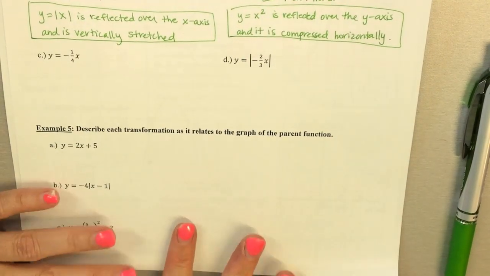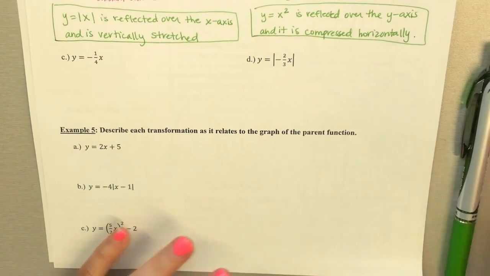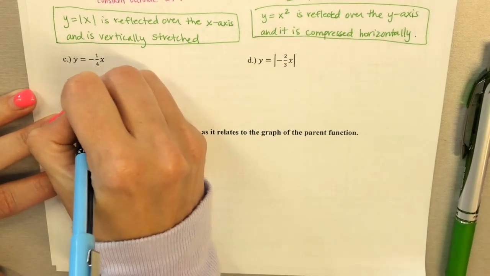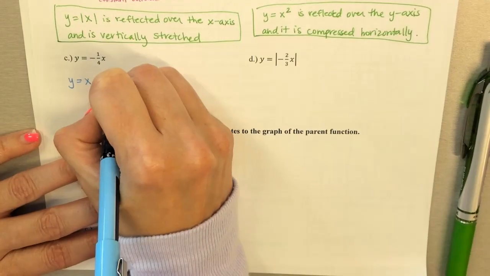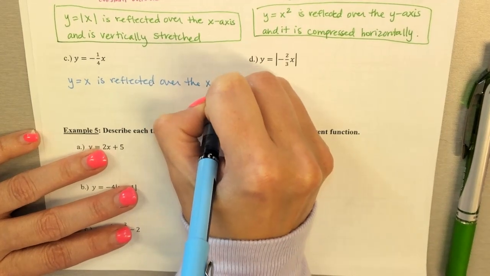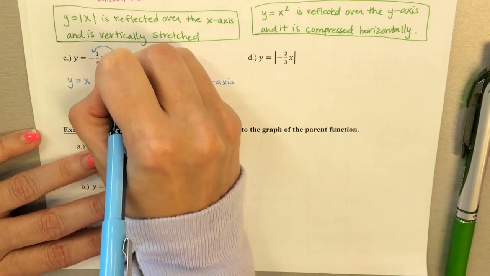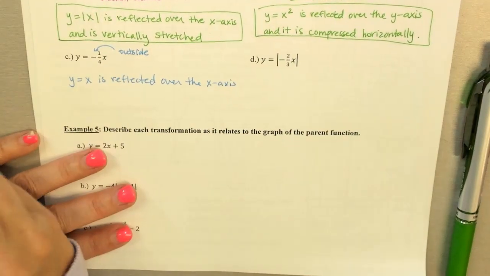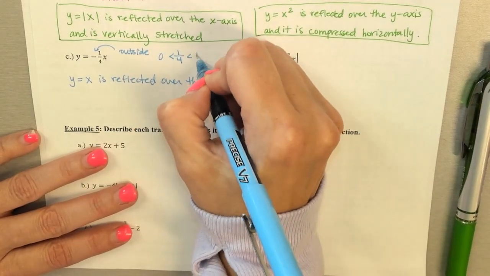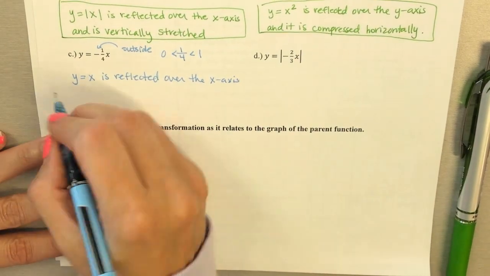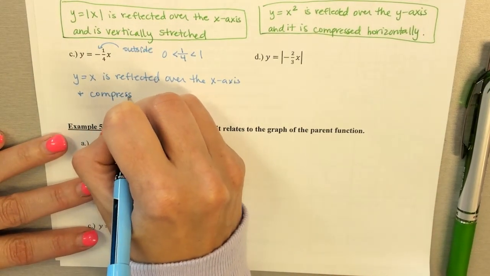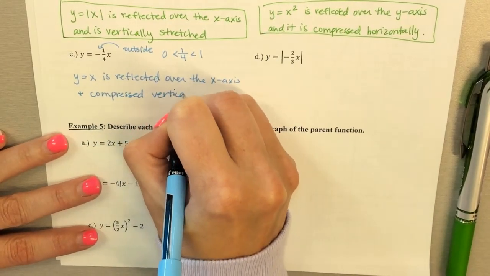Okay, if there are no parentheses, it's just going to be happening on the outside, and you won't have parentheses with a linear function. Okay, so y equals x is reflected over the x-axis. Okay, so it's on the outside. And then the absolute value of negative 1/4 is 1/4, which is between 0 and 1. Okay, so it is compressed vertically. Or you can say it's vertically compressed.